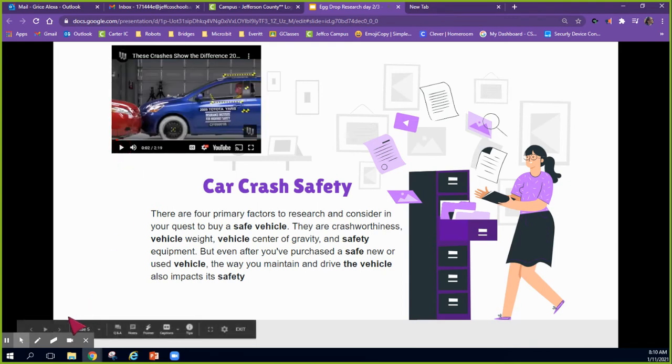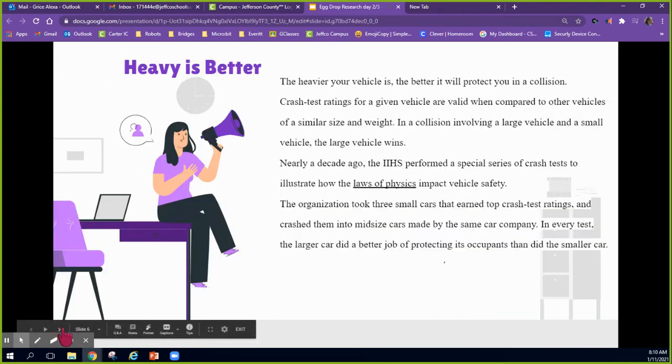Oh, let's pause that and skip forward. All right. Now, why does weight matter in a car crash? That is the next thing we are going to research. And again, I just took this little blurb and it says heavy is better. The heavier your vehicle is, the better it will protect you in a collision.